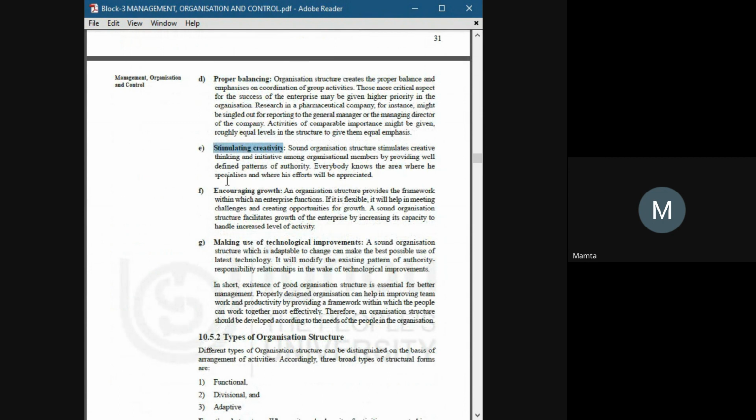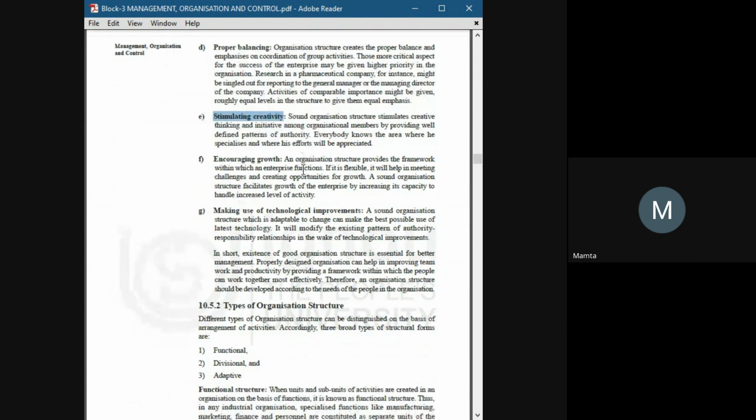Stimulating creativity. Organization structure stimulates creativity, thinking, and initiative among organizational members by providing well-defined patterns of authority: who has the authority, and to what extent they have it.